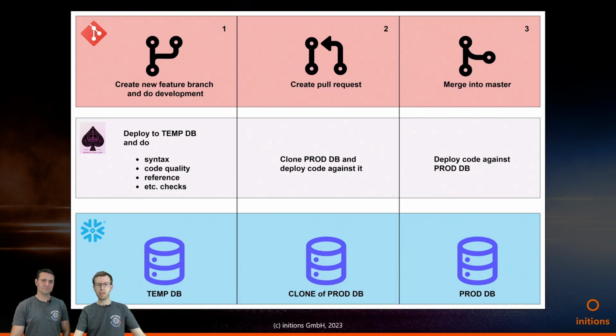A developer will start their development by creating a new feature branch and pushing some changes to that branch. When the changes are pushed to, let's say, Azure DevOps, a pipeline will trigger that will deploy the changes to a temporary database, which will perform a few checks. For example, it will check the syntax of the code. It might do some quality checks. It might also check the references between the objects if all of them are valid. So all these changes are done on a temporary database and ensure that the quality of the code that has just been pushed is suitable for further deployment.